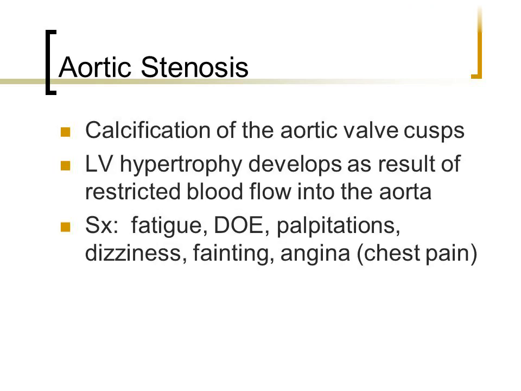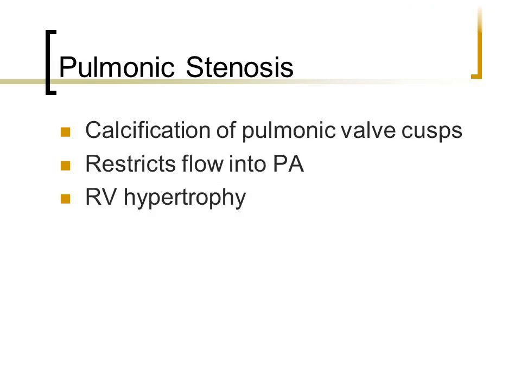Aortic stenosis: calcification of the aortic valve cusps. LV hypertrophy develops as a result of restricted blood flow into the aorta. Symptoms: fatigue, dyspnea, palpitations, dizziness, fainting, angina, chest pain. Pulmonic stenosis: calcification of the pulmonic valve cusps. Restricts flow into the PA. RV hypertrophy.